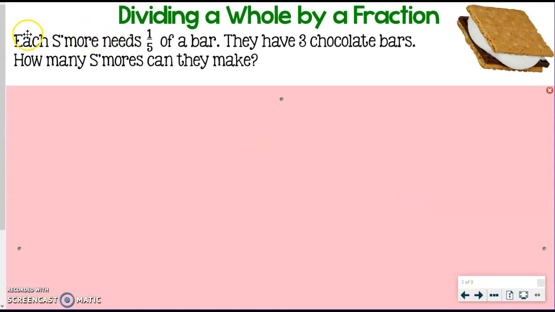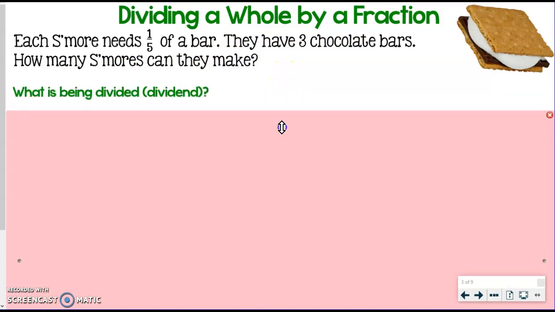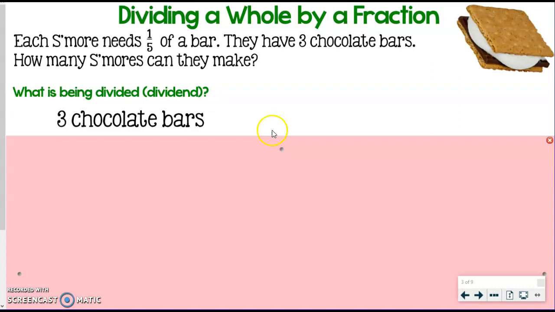Now it's saying each s'more needs 1/5 of a bar. They have 3 chocolate bars. How many s'mores can they make? Again, we have to ask what our dividend is first. What are we dividing? Are we dividing the 1/5 or the 3? I think we're dividing the 3 chocolate bars, right? That's what we're breaking up. So we have 3 as our dividend.